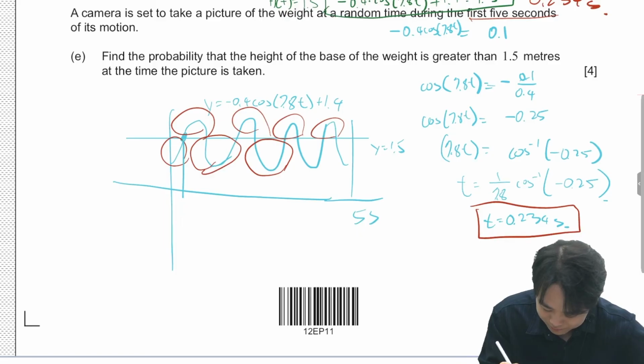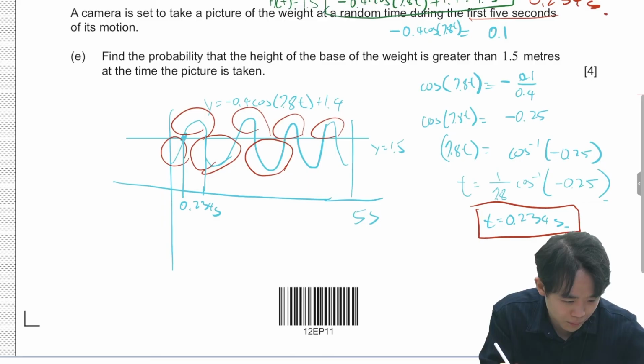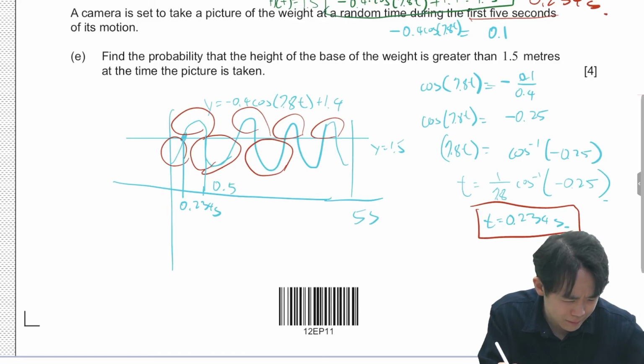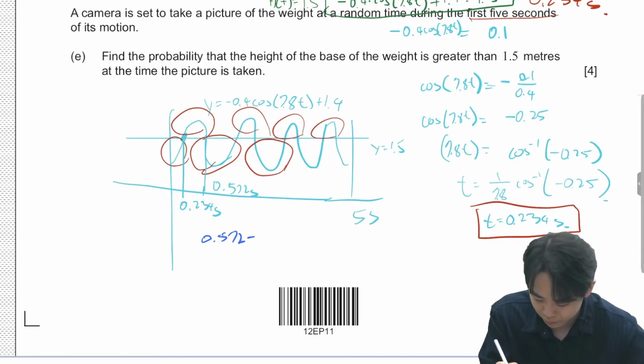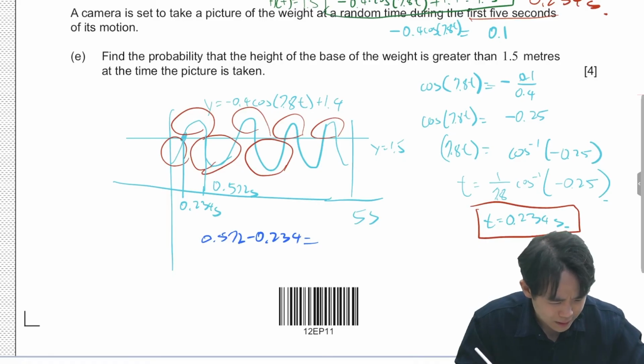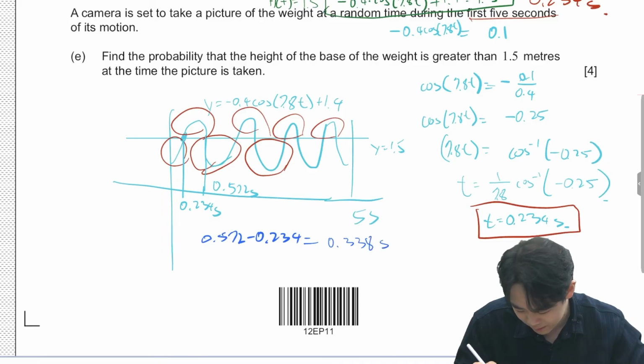So the first time is 0.234 seconds. The second time where it crosses paths is 0.572 seconds. So we have one period during which we're above the 1.5 meter mark, and that's going to be roughly 0.338 seconds. During this amount of time, we're above 1.5 meters.